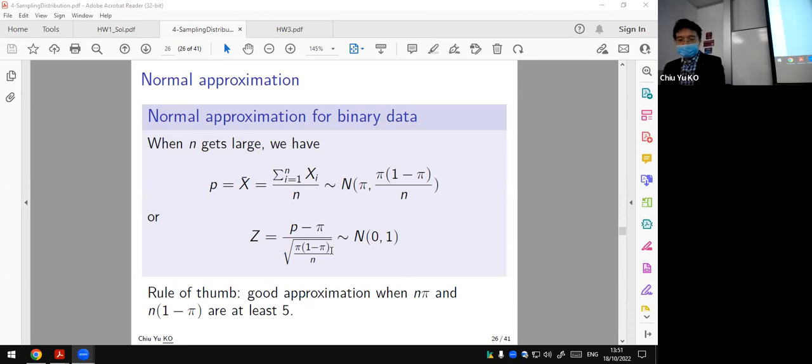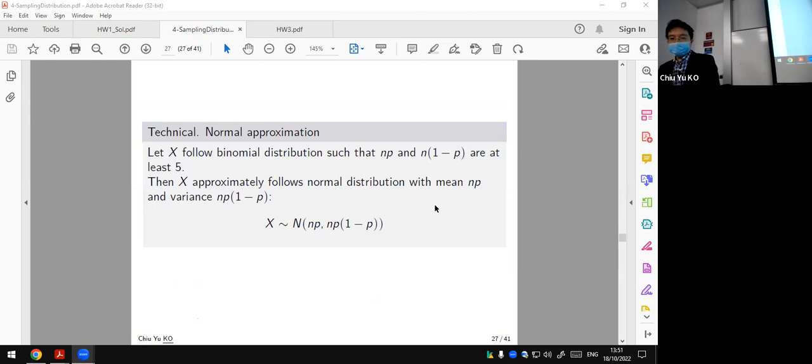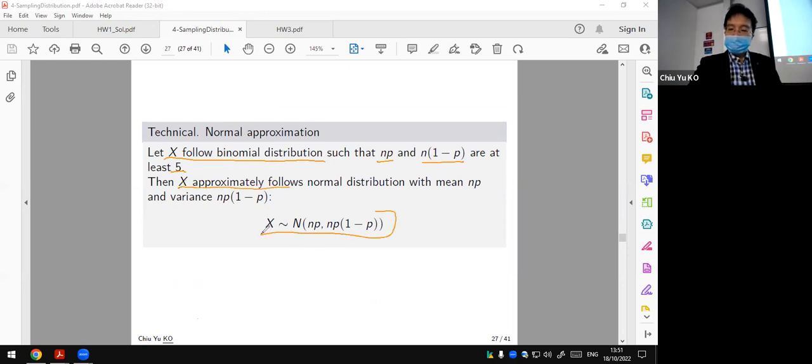I just want to highlight one thing, without going into detail, which is what we call the normal approximation, often said for the binomial. If X follows a binomial, and np and n(1 minus p) are at least 5, actually we can do an approximation. This actually follows a normal distribution.